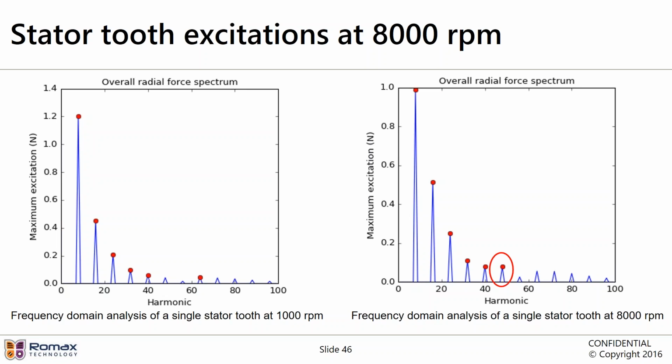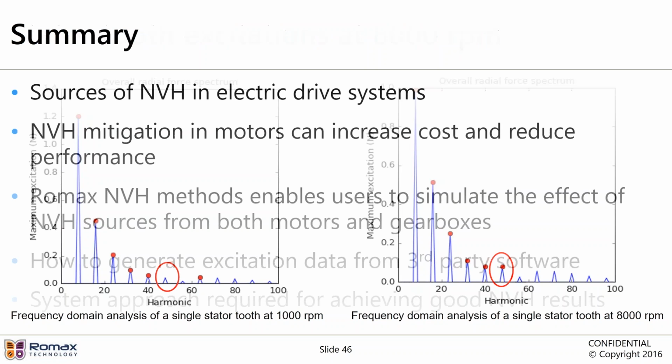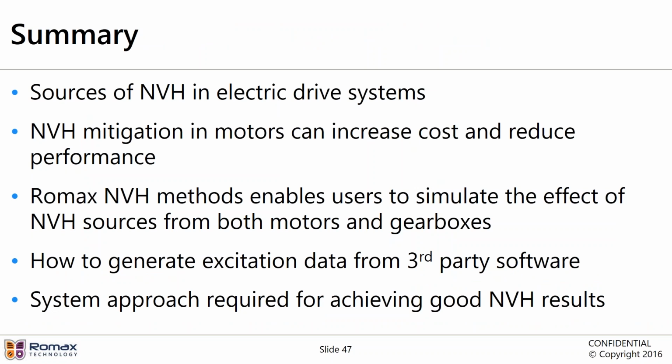So it's interesting to see that even though you have the same harmonic for the motor causing the issue at two different speeds, they're actually because of two completely different forms of excitation.